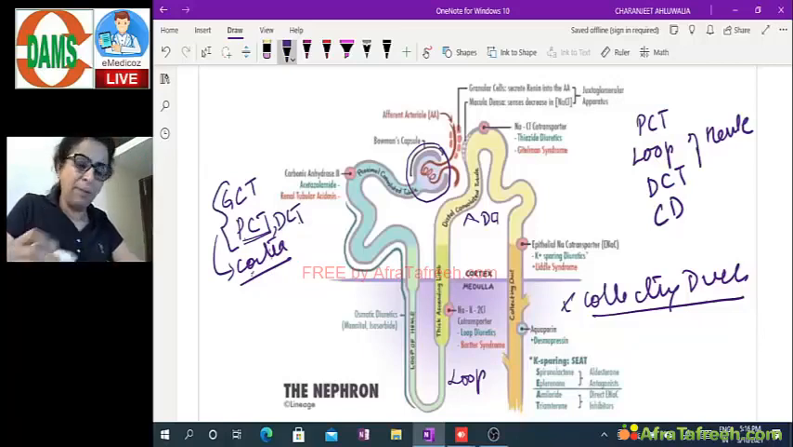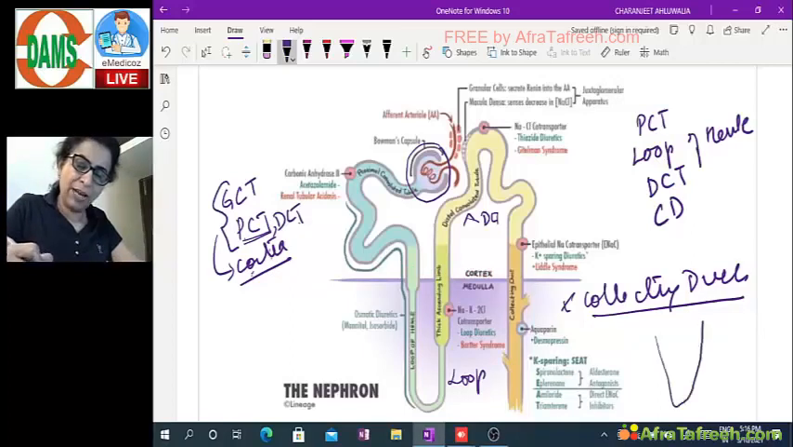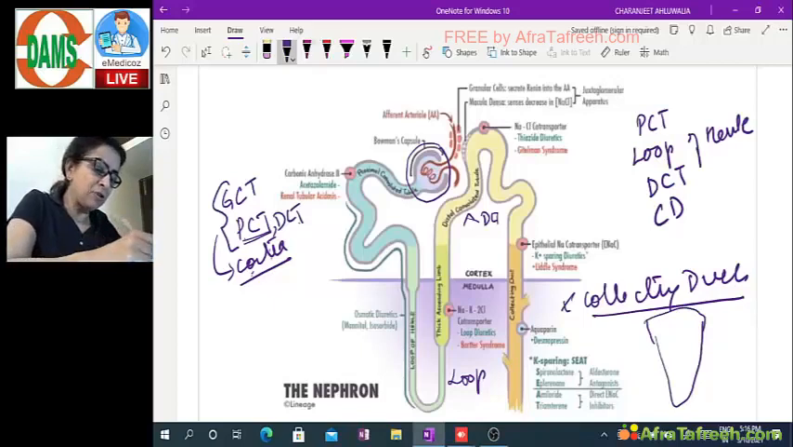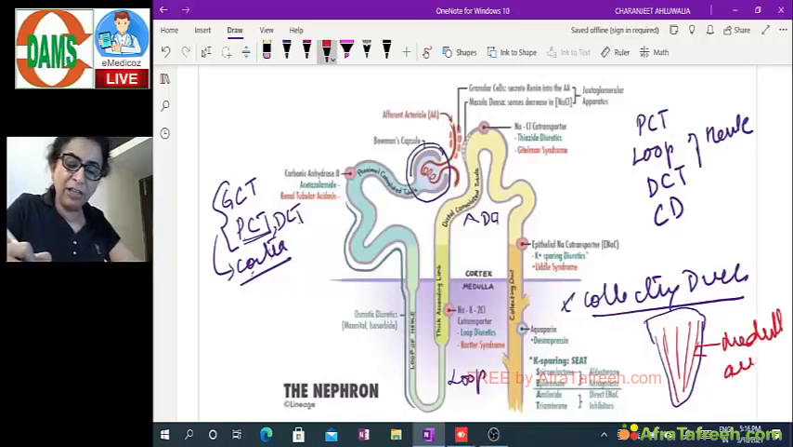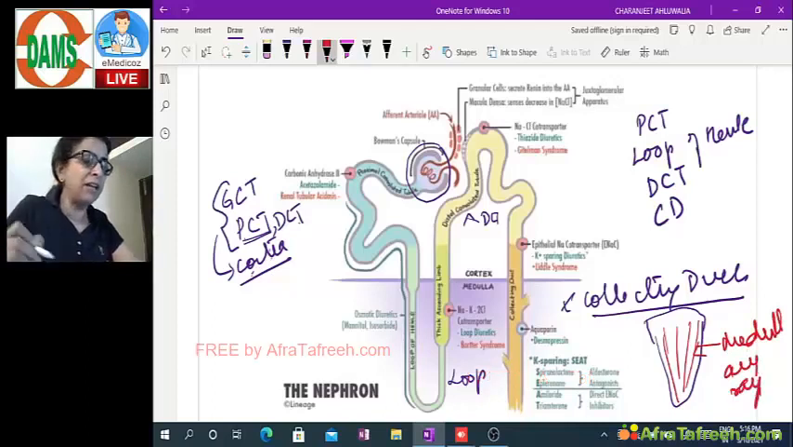And if you look at the medulla, it's triangular in shape, as we saw, or pyramidal in shape. It looks like this. And if you see carefully, the medulla has these rays, what we call medullary rays. What are these medullary rays? These medullary rays are actually collecting ducts.